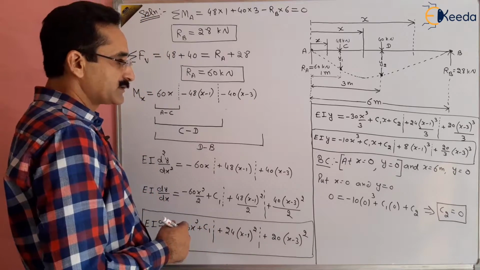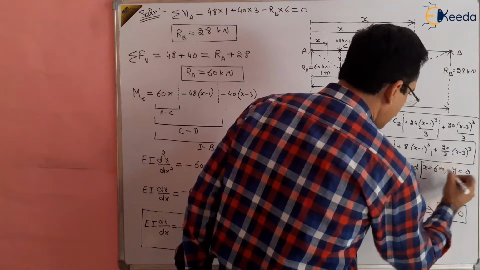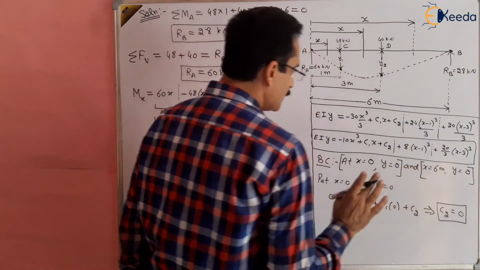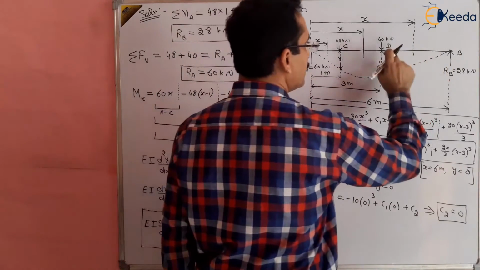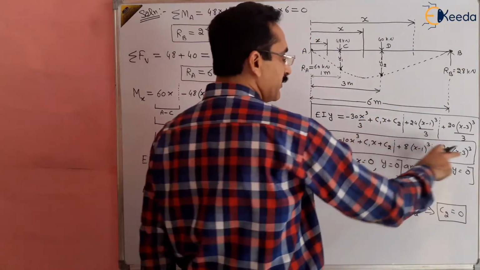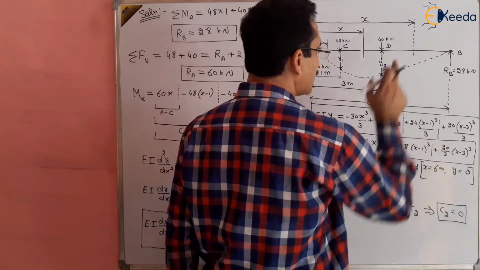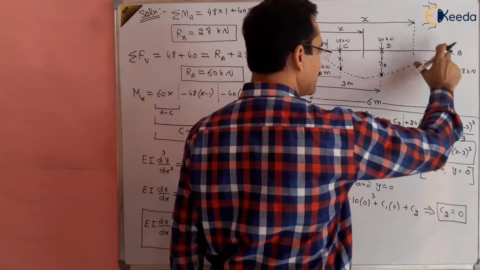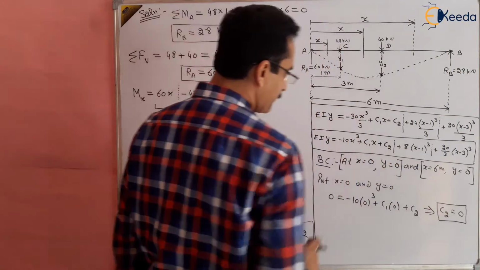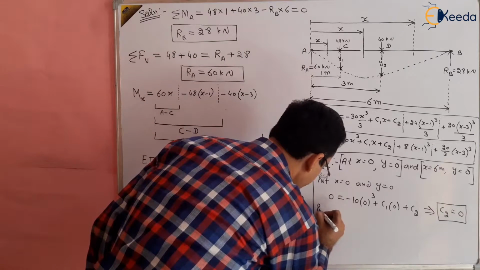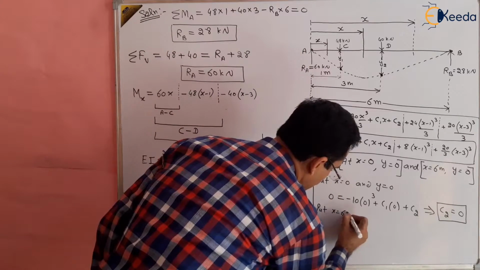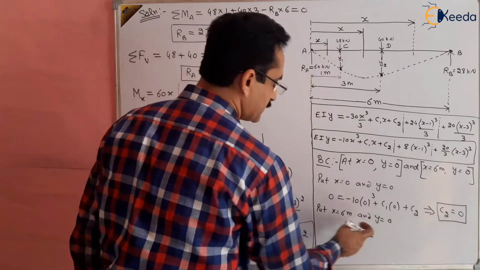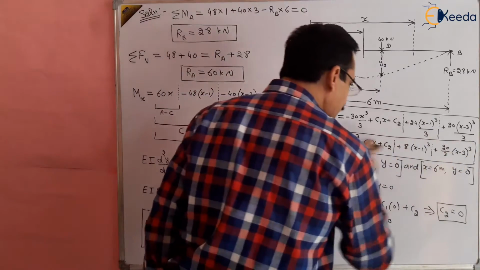Now the second boundary condition is this: at x equal to 6 meters, y is again 0, because the deflection at the support is 0. But this part lies between D to B, so the whole equation will be valid. We have to utilize this whole equation to get the value of deflection at point B, which is 0, so that we can find out C1. So put x equal to 6 meters and y equal to 0, put it here and use the entire equation.